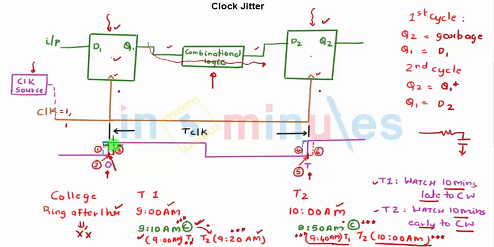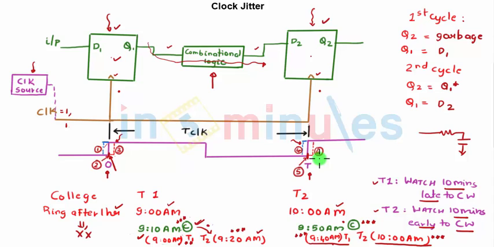Let's presume that the worst case, like in our analogy, is that the clock to the first flip-flop arrives at 3 and the clock to the next flip-flop arrives at 4. That means from 3 to 4 is now my clock period, which was initially from 2 to 5. So technically I have lost some time, or the period of the clock has decreased, and this temporary variation in the clock period is nothing but clock jitter.